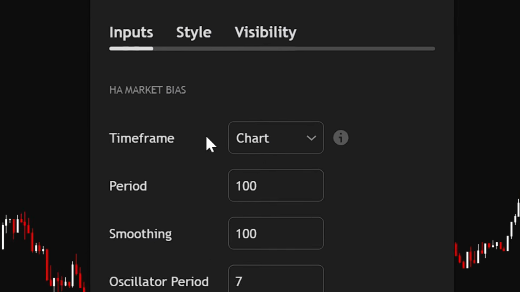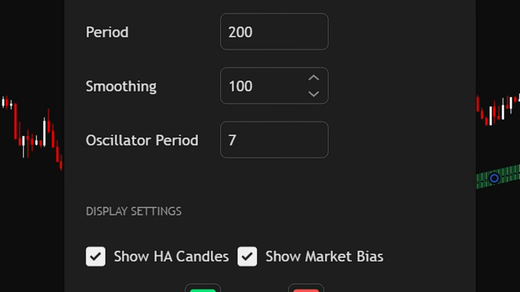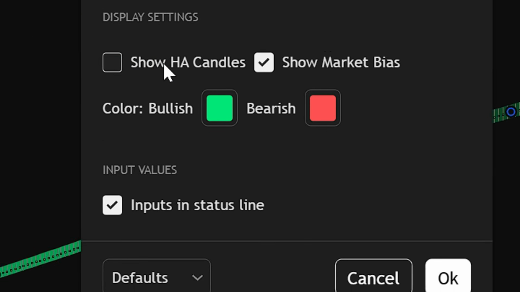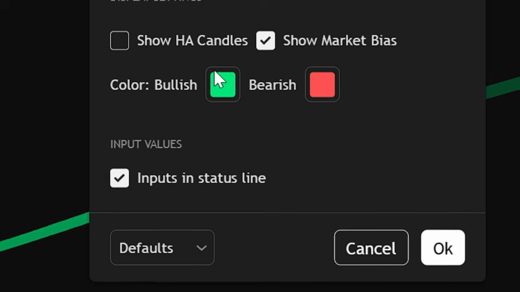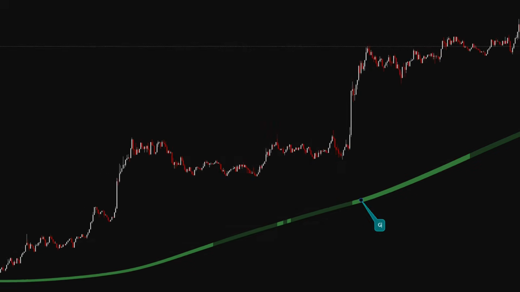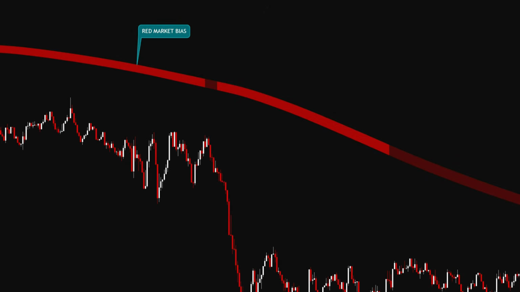Here's the tweak. In the Market Bias settings, go into the inputs and change the period to 200. Smoothing to 200. And oscillator period to 18. Disable the HA option and boom, done. Super simple, but it makes a huge difference. So what does the market bias tell us? Green ribbon, uptrend. Red ribbon, downtrend. That's it.